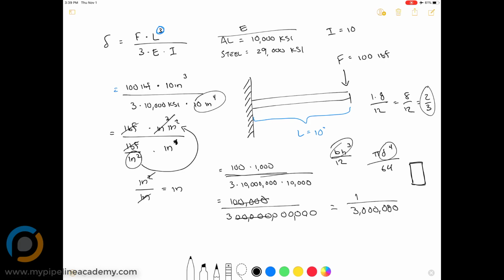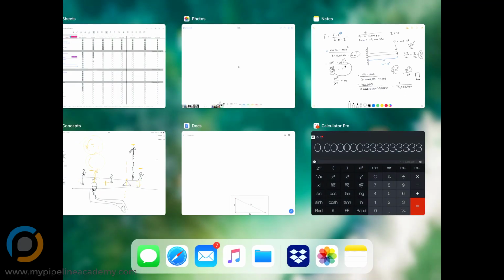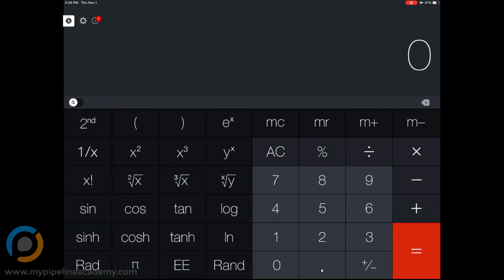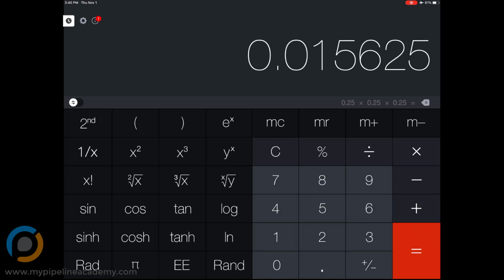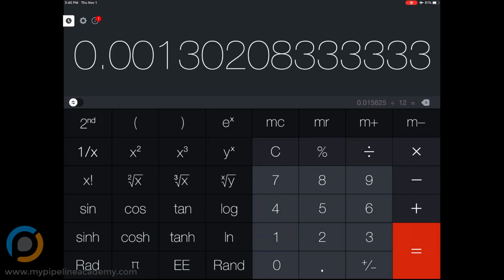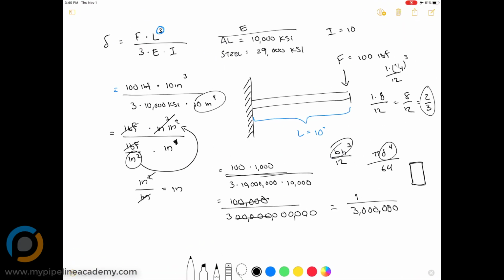So our b h cubed would be 1 times 1/4 cubed over 12. Let's see what that is. So 0.25 times 0.25 times 0.25 equals that. And times 1 on the top, no difference there, divided by 12 equals that, 0.0013. So about 0.001.